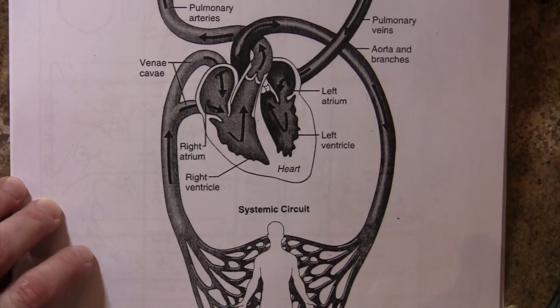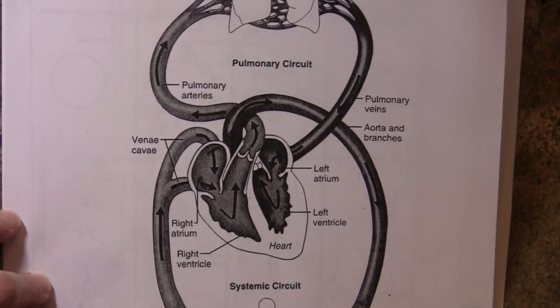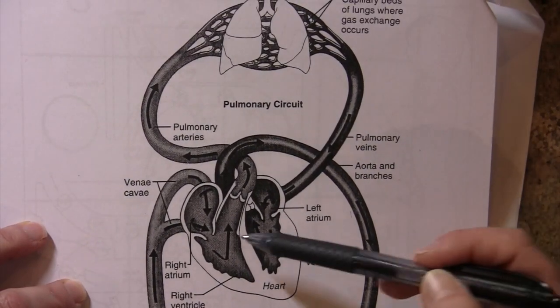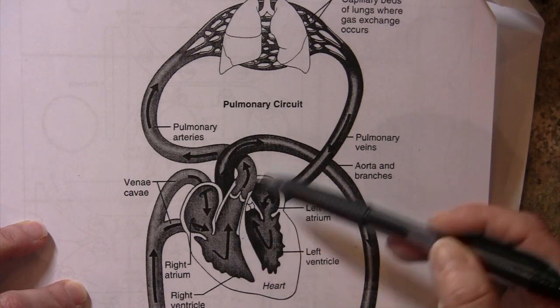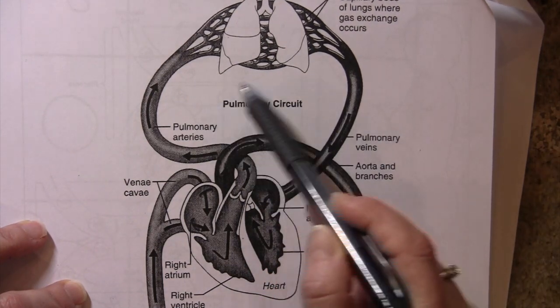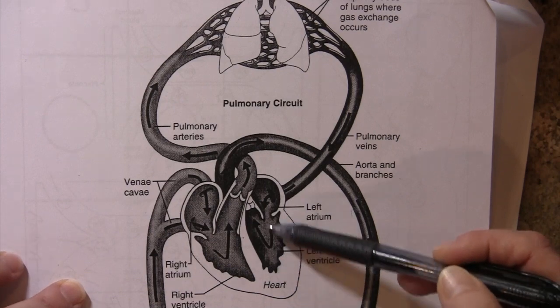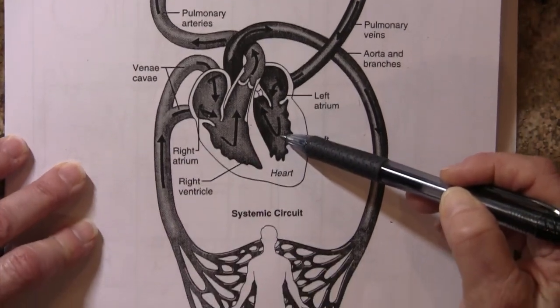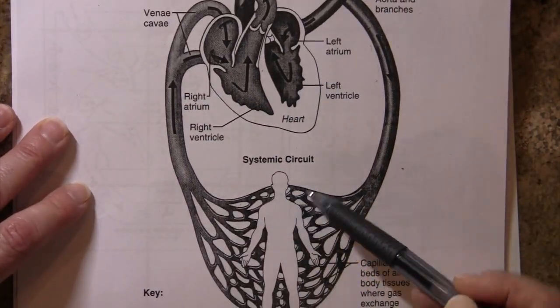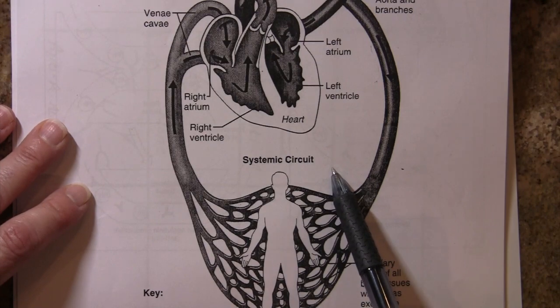So you can see that there are two circulatory routes. The right side of the heart is sending deoxygenated blood out to the lungs. That's called the pulmonary circuit. And then the left side of the heart is sending oxygenated blood out to the body. That's called the systemic circuit.